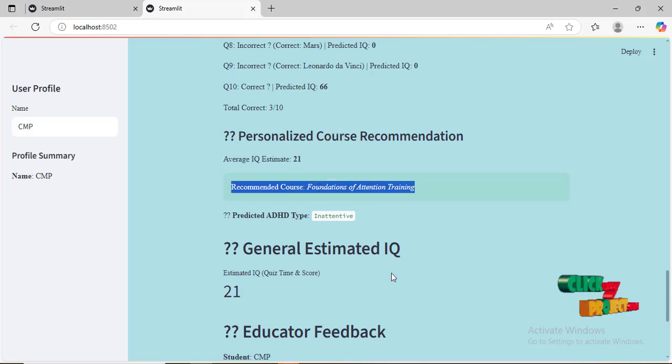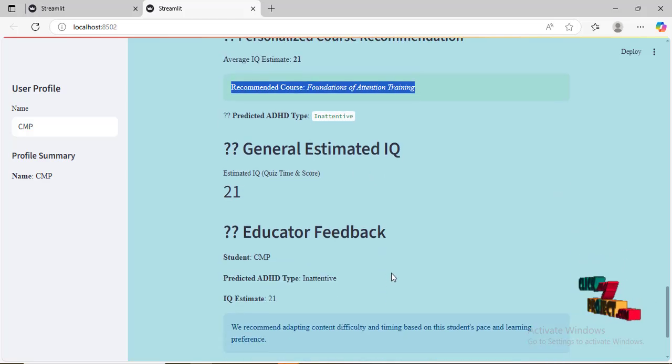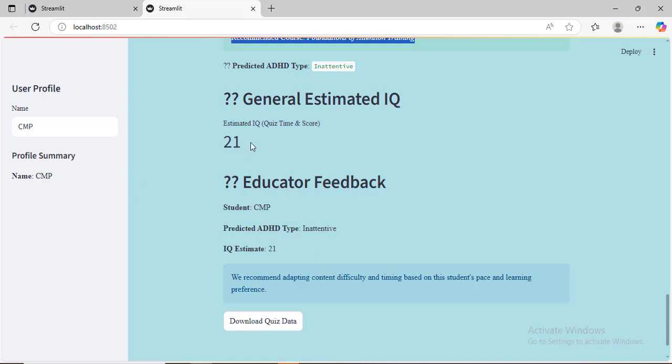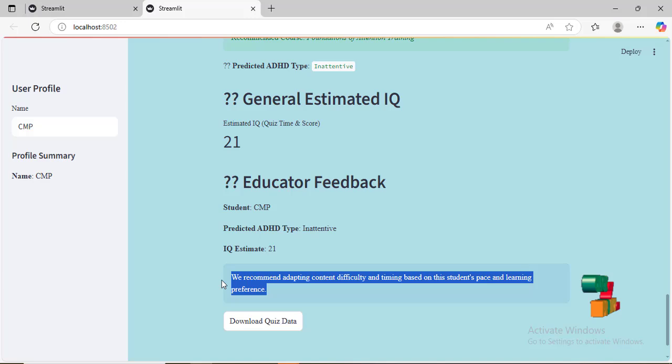So we have moved on to the foundation of attention training and the download part. It recommends conducting effective timing based on student pace and learning performance.